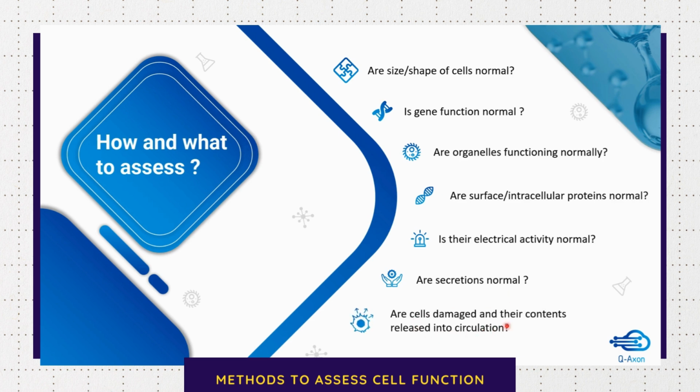Then, are cells damaged and their contents released into circulation? Abnormal secretions present in circulation will also give an indication of the functioning of the cell.